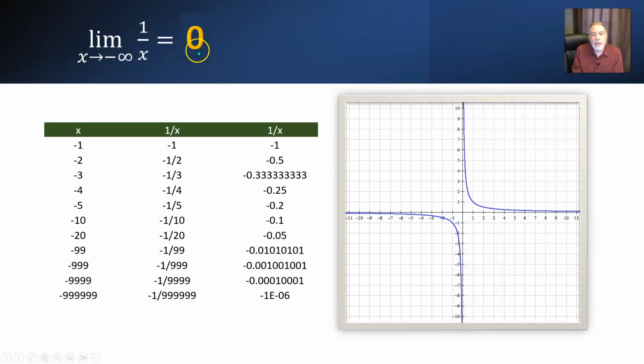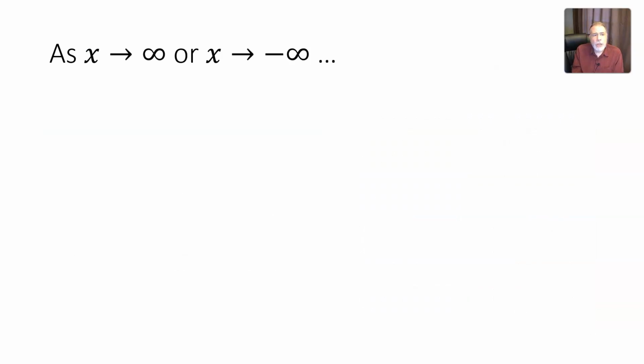So the limit there is 0, and you can see that on the graph because x approaching negative infinity is like going off to the left. And the points on the graph with the very negative x coordinates all have y coordinates that are very close to 0. So as x approaches either positive infinity or negative infinity, the limit of 1 over x is 0. The bigger the denominator gets, the closer to 0 1 over that denominator gets.